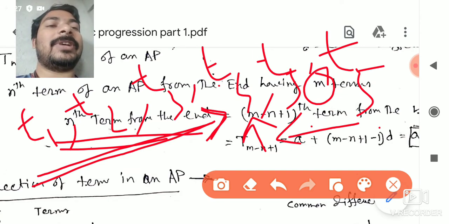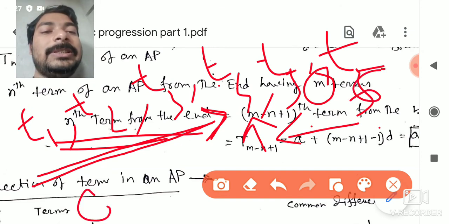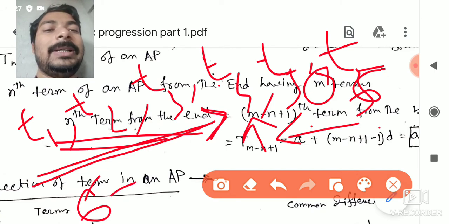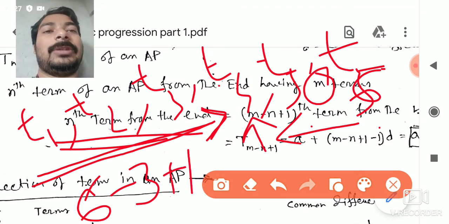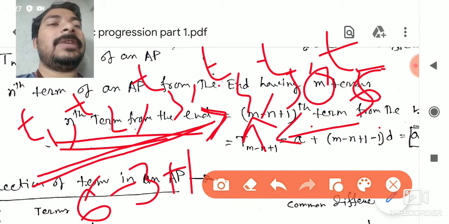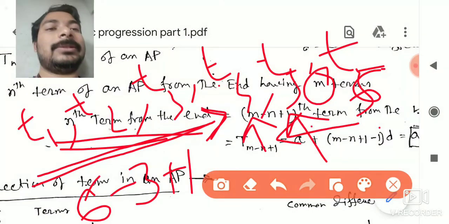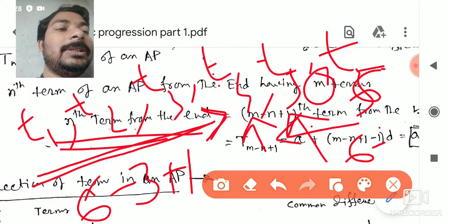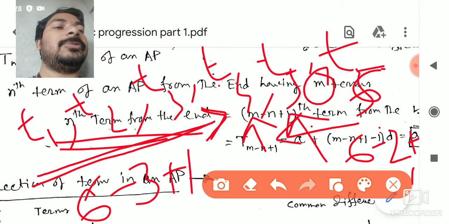How can I get this value 4? Look, here there are 6 terms in total. So 6 minus 3, total 6 terms minus 3, that is the third term from the end, and then you have to add 1. Then you get 4. If I want to calculate the second term from the end, then it is actually 6 minus 2 plus 1. Look, that is 6 minus 2, 4, plus 1, that is the fifth. Look, 1 2 3 4 5, the fifth term will be the second term from the end.